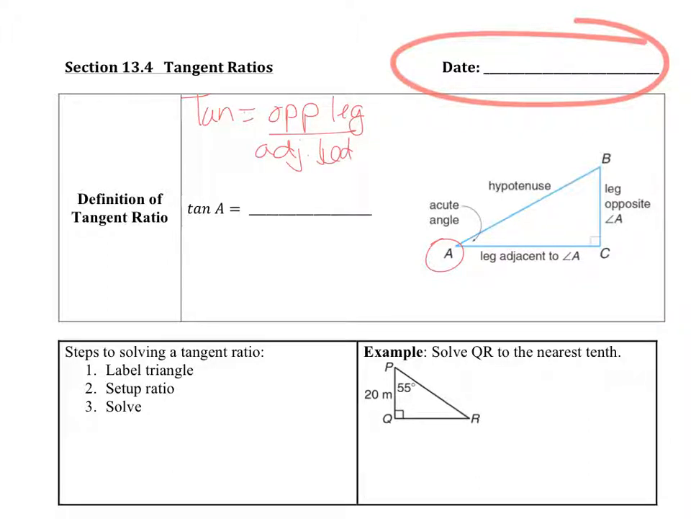Alright, so when we're looking at that, I like to draw an arrow across to find the leg opposite. So this is the leg opposite angle A over the leg adjacent to angle A. Okay. Remember, we're not going to use the hypotenuse. The hypotenuse is always across from the right angle here.